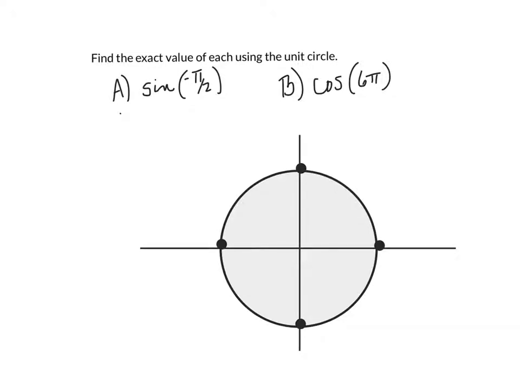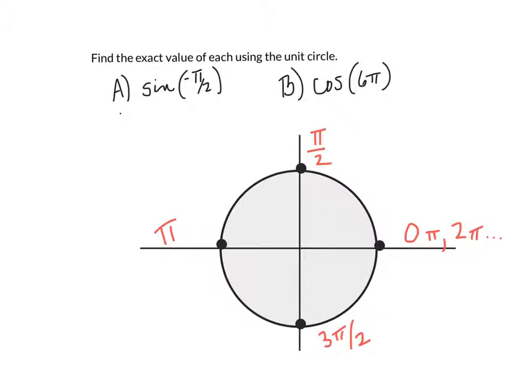You can see that I've got a basic circle here with just the points at my axes. So let's see how I can use this in order to answer these first two questions. The first one says, find the exact value of sine of negative pi over 2. One of the things that you want to remember is here we have 0, 2 pi, etc. Here we have pi over 2. Here we have pi. And here we have 3 pi over 2.